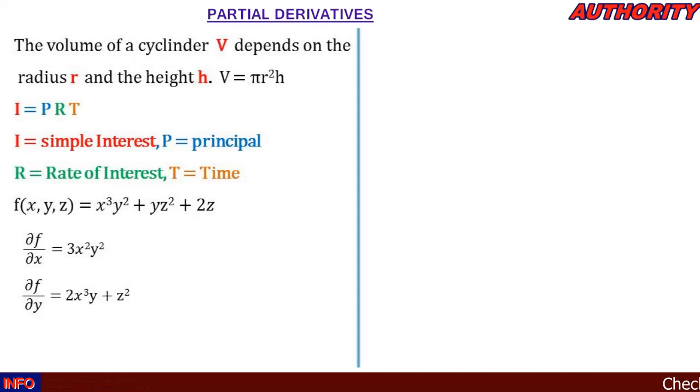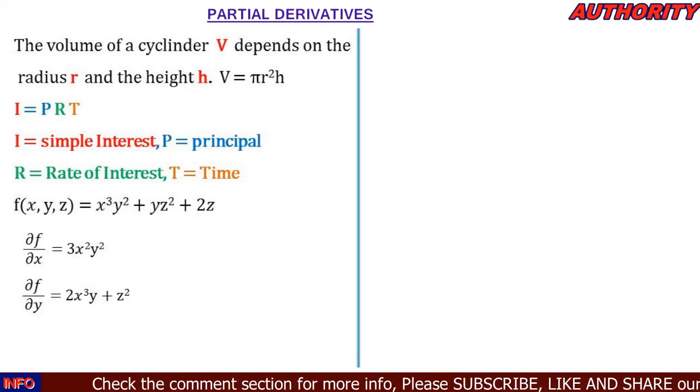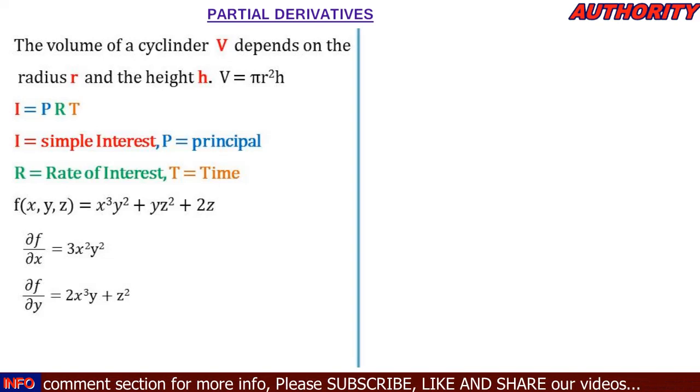And then in the last term, we have 2z. There is no y there. So we take 2z as a constant. And when we differentiate this 2z, it gives us 0. Okay? So the partial derivative of f with respect to y here gives us 2x cubed y plus z squared. Is that clear? Yes.